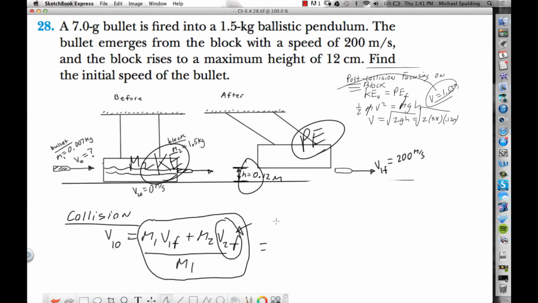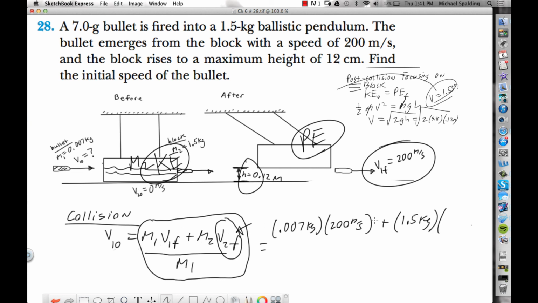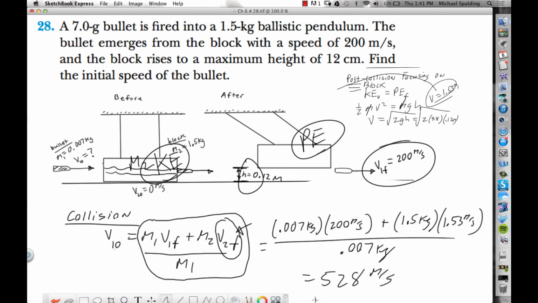Boom. Okay, now M1 is 0.007. That's the mass of the bullet. V1 final is this right here. It's the bullet after the collision. 200 plus, okay, M2 is the block, 1.5. And then V2 final, we just solved for that. That's 1.53. Okay, and then divide all this by the mass of the bullet, and we get 528 meters per second.